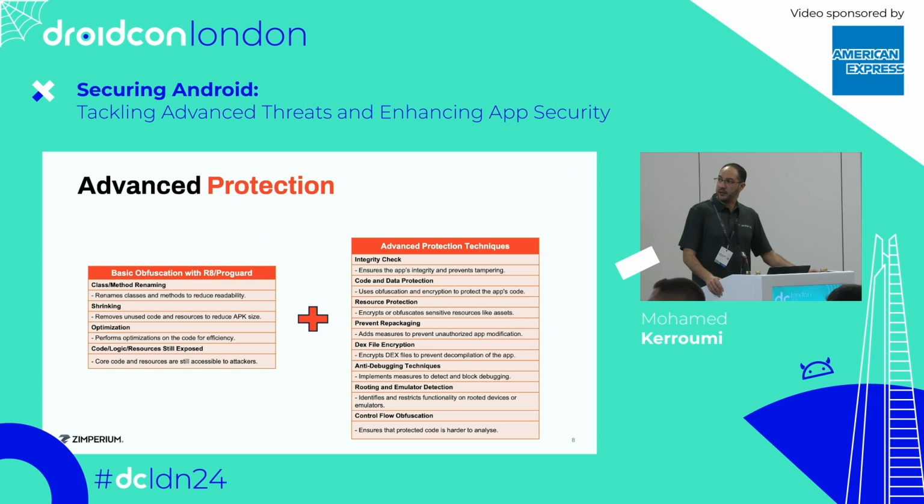So you can see here with R8, we do class and method renaming. That's the main thing about the obfuscation. The other things are about shrinking, optimization, things like that. But there is much more that we can do in terms of protection.